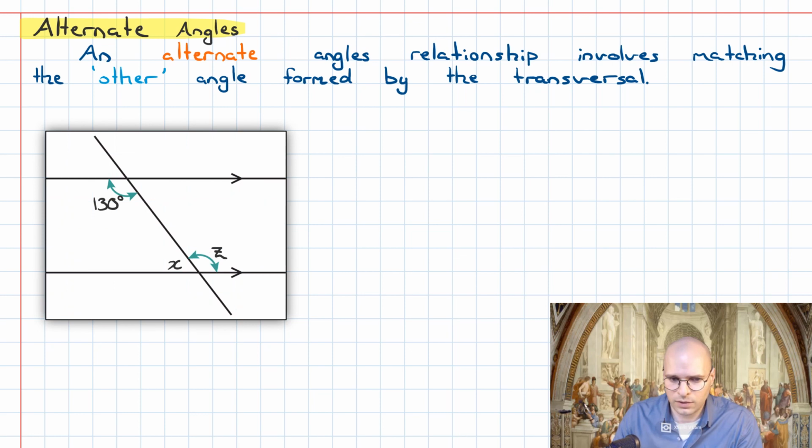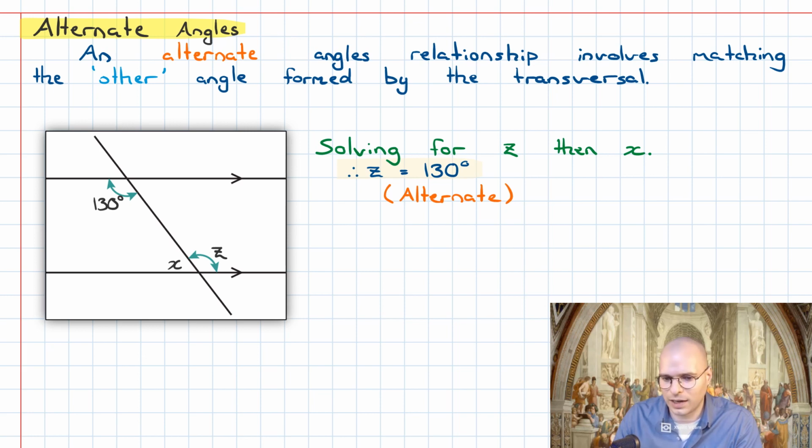Alternate angles. An alternate angle relationship involves matching the other angle formed by the transversal. This is shown in the diagram on the left. Suppose we want to solve for z and then x. We can first solve for z using the alternate angles relationship. Notice the positioning of the 130 degrees and the z. This is the alternate angle. So therefore we simply state z is equal to 130 degrees and state that we use the alternate relationship.